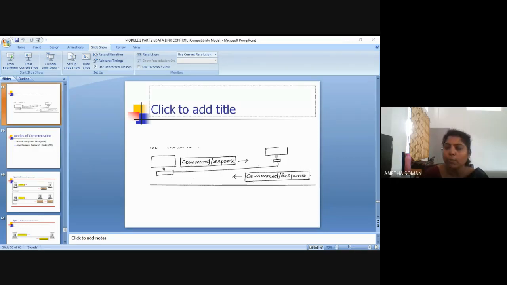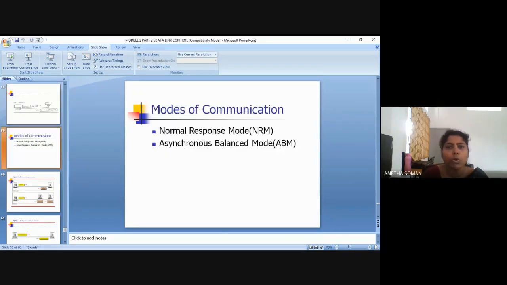Now we will move on to the modes of communication in an HDLC protocol. Modes of communication means it shows the relationship between two devices involved in an exchange. Who is having the control over the link? That is the meaning of modes of communication. Mode describes who is having the control over the link.